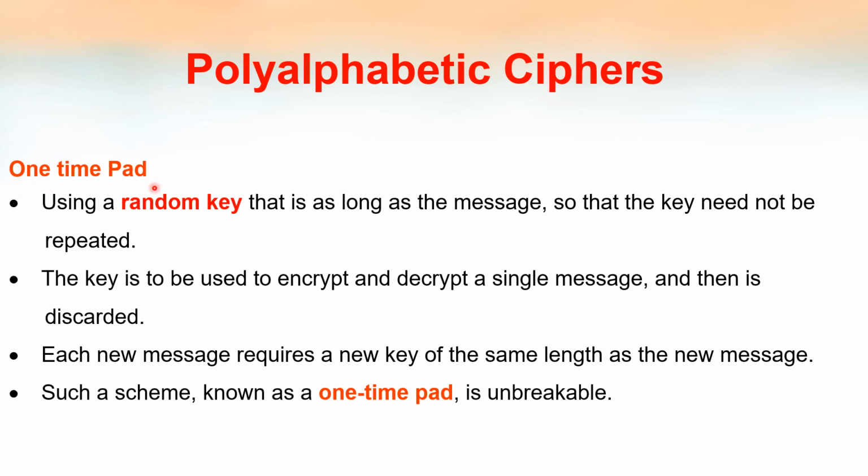Then next is the one-time pad. Here we use a random key that is as long as the message. The key is to be used to encrypt and decrypt a single message. After that, the key is discarded. Each new message requires a new key of the same length as the new message.